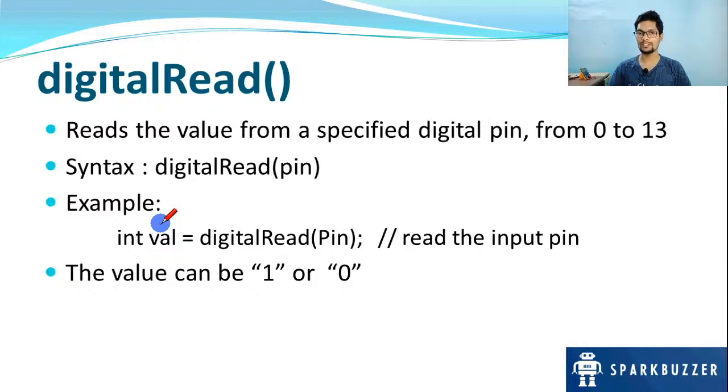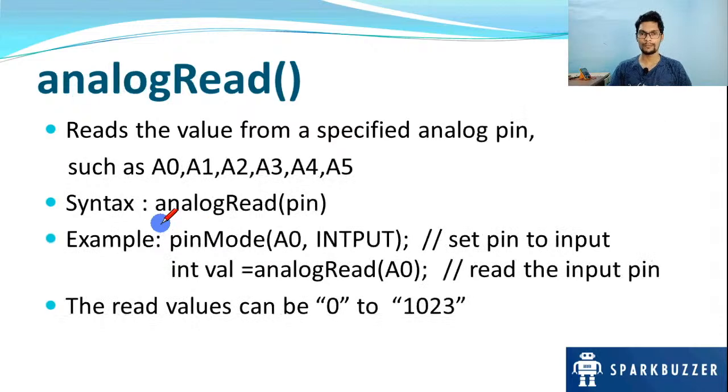And the same function used with analog read, with analog pins, such as A0 to A5, here are the analog pins. The syntax for the analog pins is analog read pin number. For example, I am going to use pin A0, and the value of A0 is stored into value, from 0 to 1023.